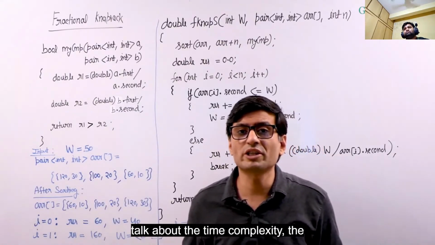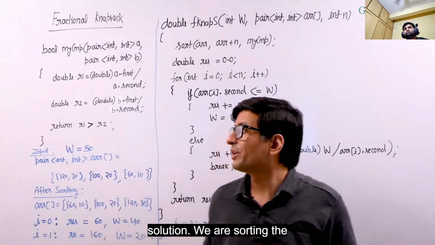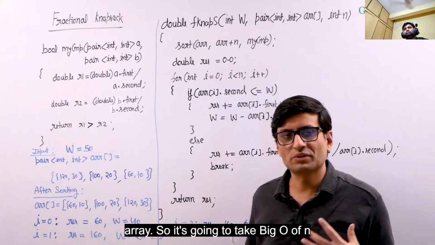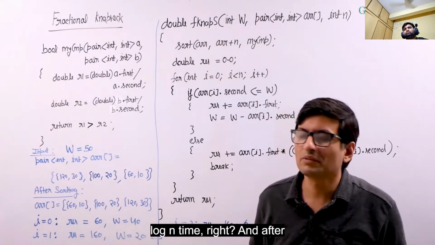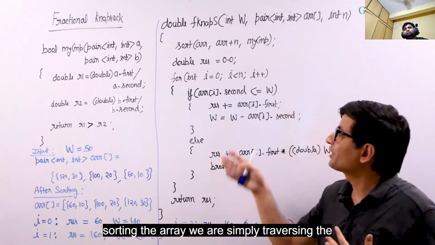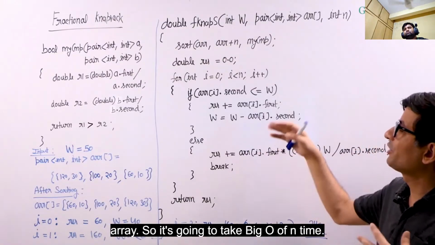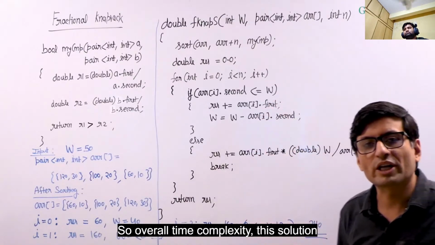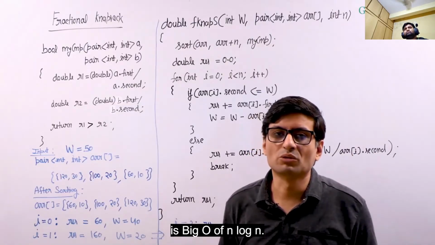Let's now talk about the time complexity of the solution. We are sorting the array, so it's going to take big O of n log n time, right? And after sorting the array, we are simply traversing the array. So it's going to take big O of n time. So overall time complexity of the solution is big O of n log n.